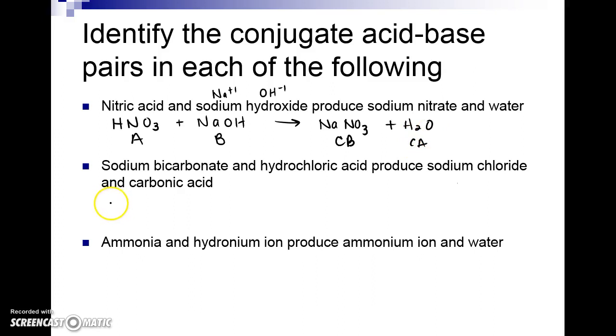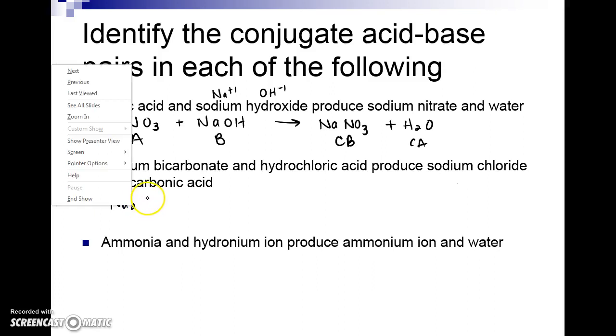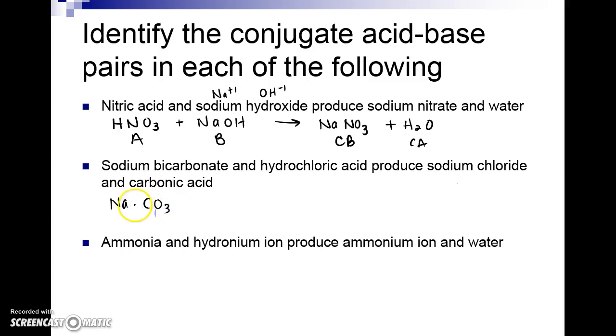Sodium bicarbonate, which is sodium hydrogen carbonate, plus hydrochloric acid, which is going to make sodium chloride and carbonic acid. Let's check and see if we're balanced. It looks like we are. I have two H's, I have a carbonate, I have sodium, chlorine, looks good.